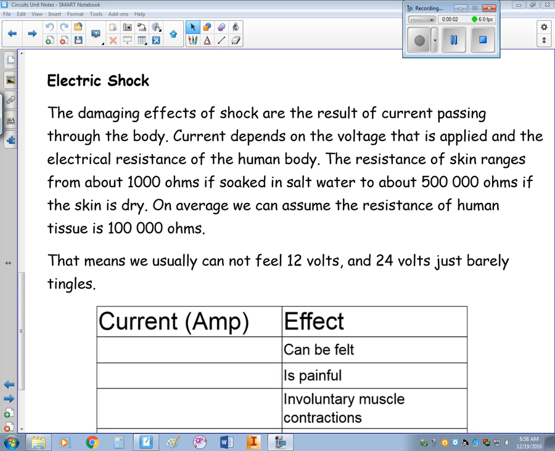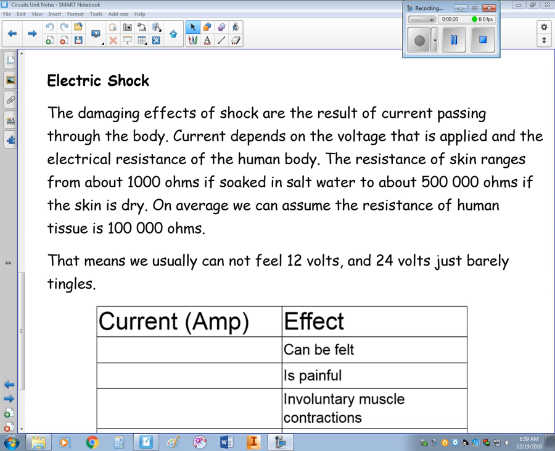This is video 3 for the circuit unit. So one of the things we need to talk about is how to get an electrical shock. And the damaging effects of an electrical shock really comes down to how much current is passing through the body.